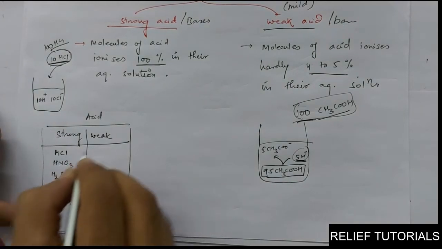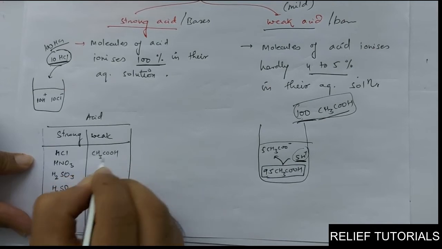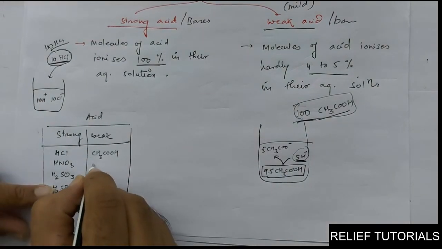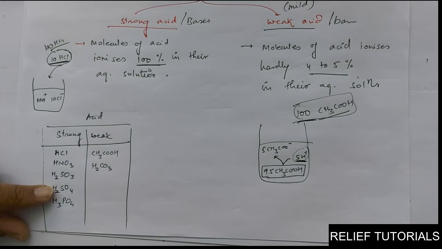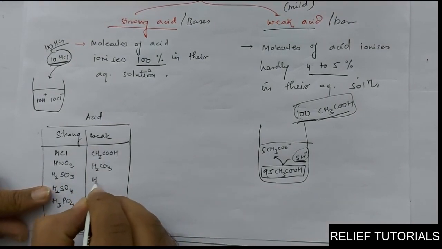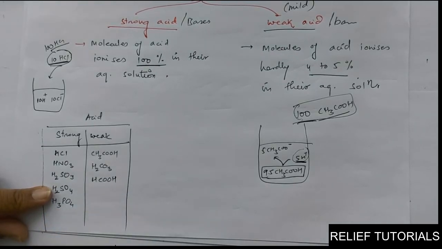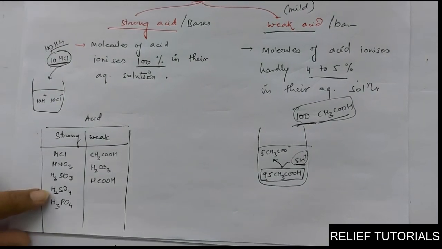What about the weak acids? CH3COOH is a weak acid. And one more name I want to tell you is H2CO3, carbonic acid, a weak acid. One more name, HCOOH, formic acid. Recently we have discussed that it is present in the ant or honeybee sting.